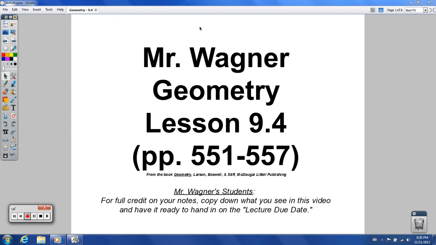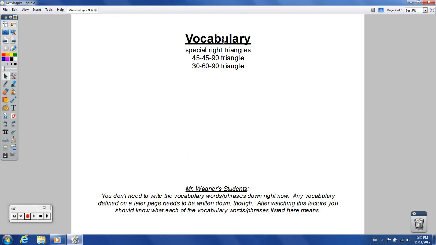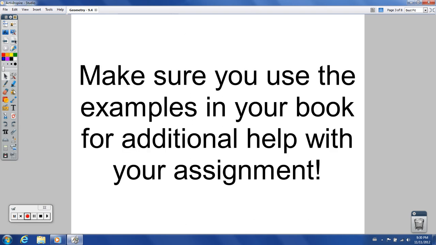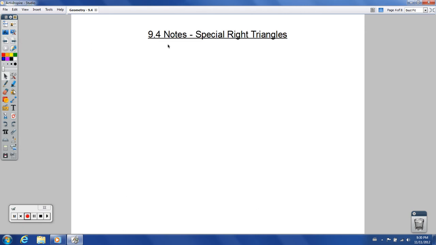Alright, time to check out lesson 9.4 for geometry here. These are the new vocabulary terms talking about some special right triangles, more specifically these two types of special right triangles. What makes them so special, you might ask? We're going to find out. So make sure as well you're using some extra examples in the book to help you with the classwork here. I think that's going to be really helpful on this lesson for sure.